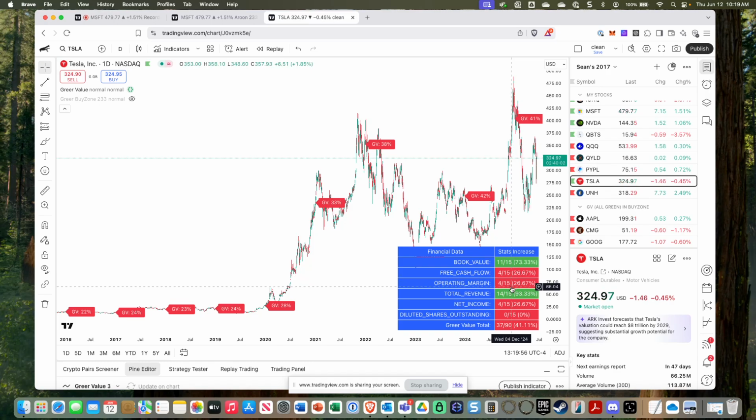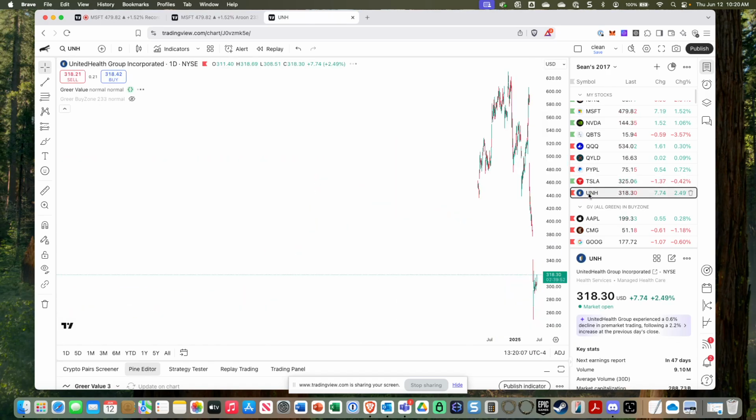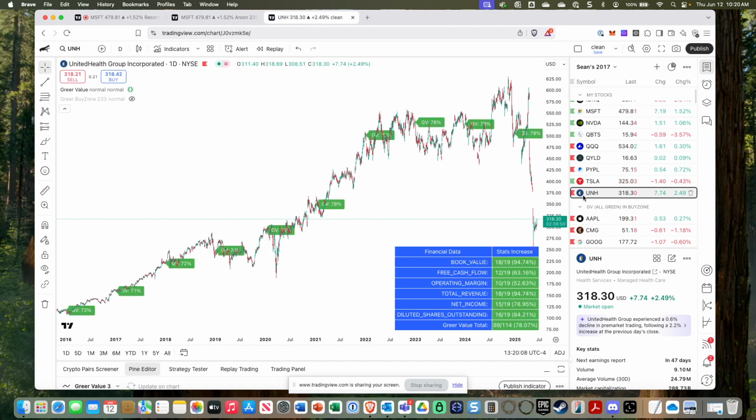Only 4 out of 15 years have they increased their operating margin. You can see that they've never bought back their shares. They're always selling shares into it, so they're diluting the shares. So that's interesting. Whereas you take something like United Health, you can see it's very healthy, all green.